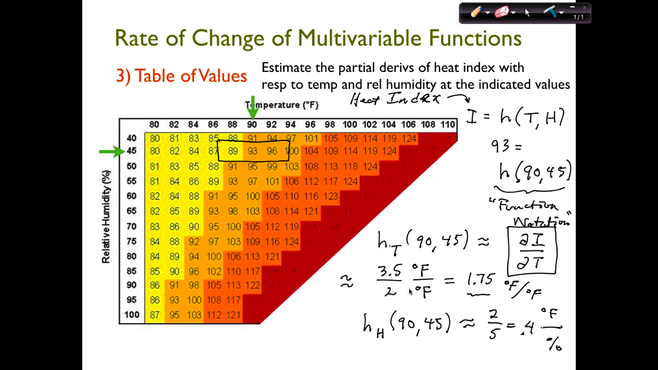So for the change in humidity, the humidity step that we have is 5, so that's what we have to use. And we see a change in index of 2 per change of 5 humidity, so that's 2/5 or 0.4 degrees Fahrenheit perceived per percent. Okay, does it make sense? Any questions? Okay, let's do it again.